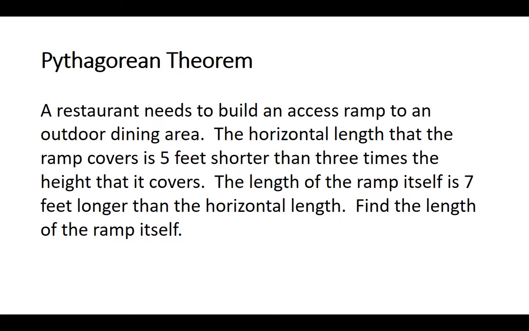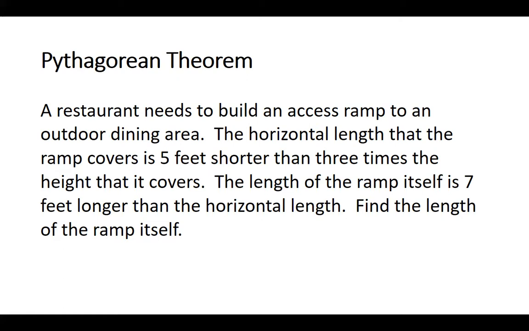So 3x minus 5. The length of the ramp itself, this angled portion of it, is 7 feet longer than the horizontal length. So that's 3x minus 5 plus 7. It's the horizontal length plus 7. Find the length of the ramp itself. We are looking for the length of that ramp.